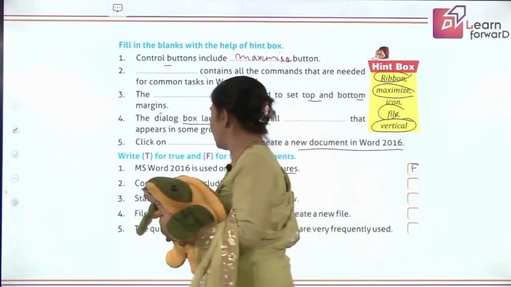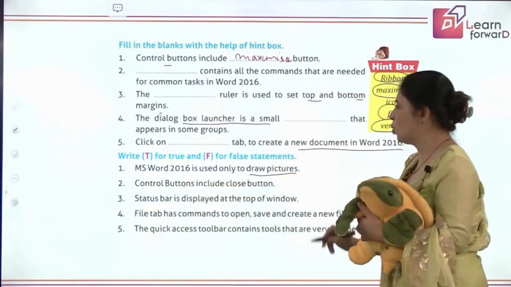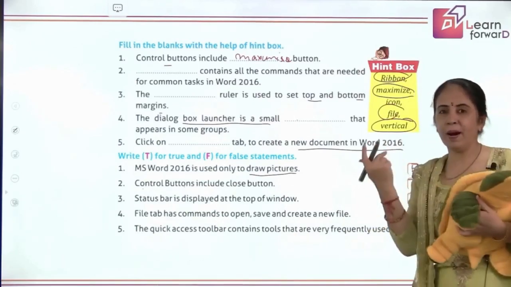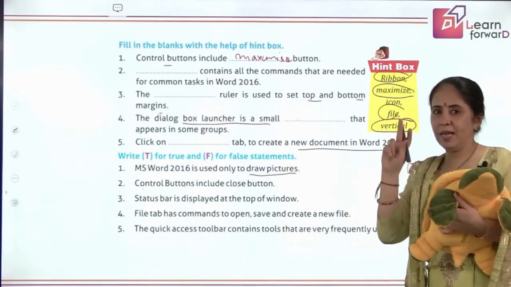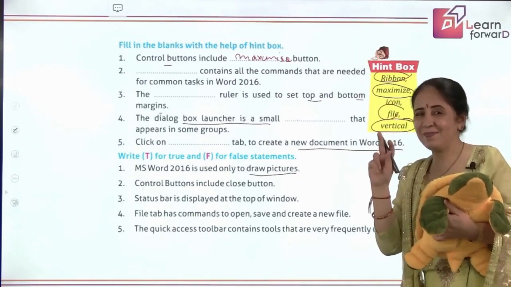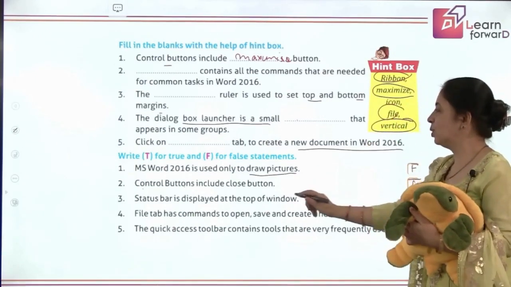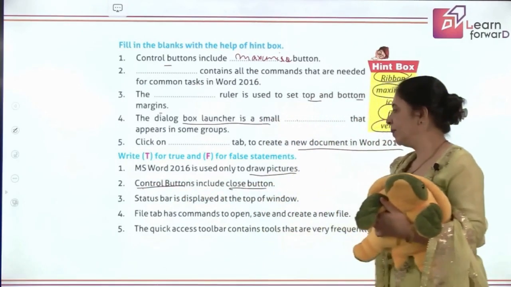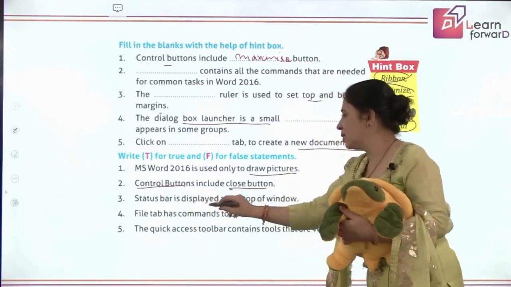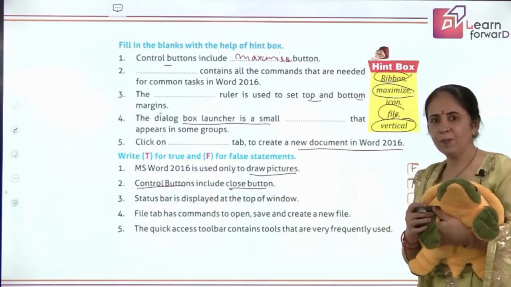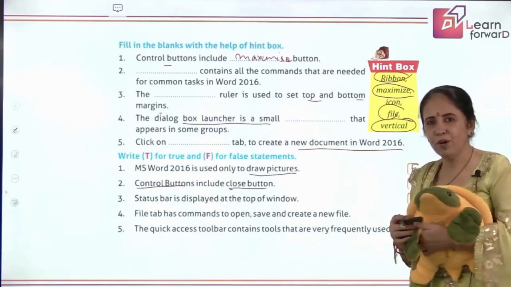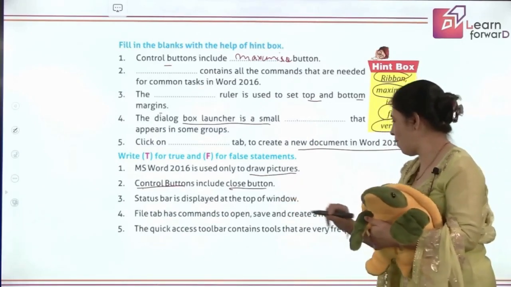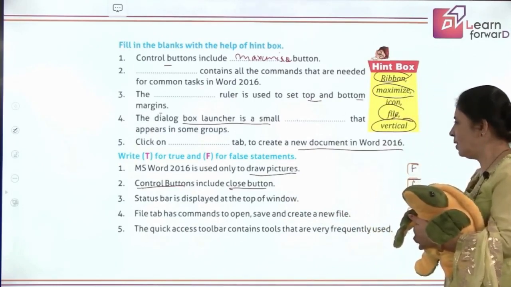Then we have control buttons include close button. Yes, this is true because there are three buttons: close, second is, what is it? Maximize, minimize. Good. So this is one of the buttons which exists in the control buttons. And then status bar is displayed at the top of the window. Is it at the top of the window? No, no. It is always at the bottom. So this is a false statement.